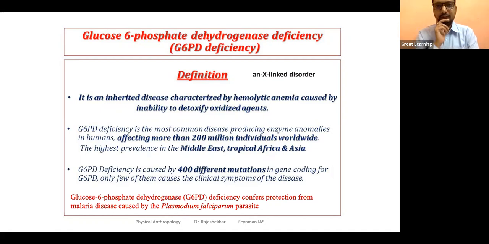Okay, right, Shweta, did you get it? So here males are mostly affected because males only carry one X chromosome. If that happens to be defective, that's it. They are mutant for that.